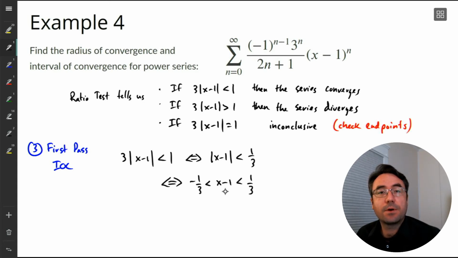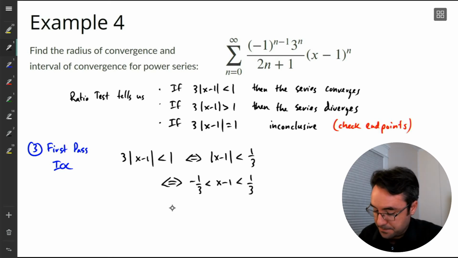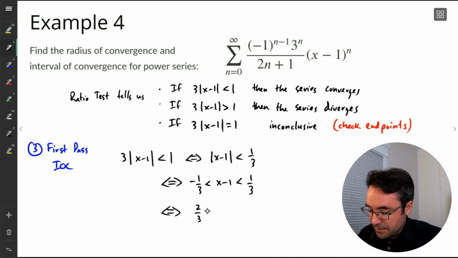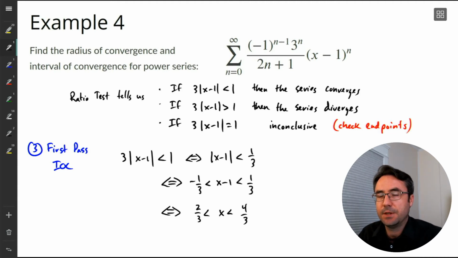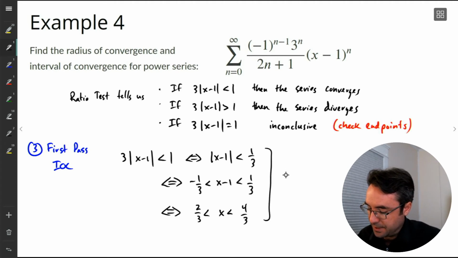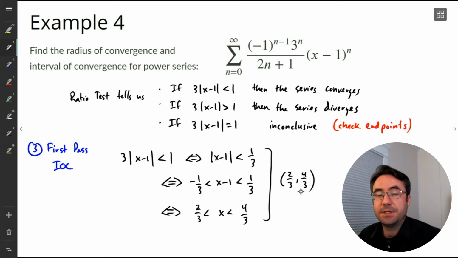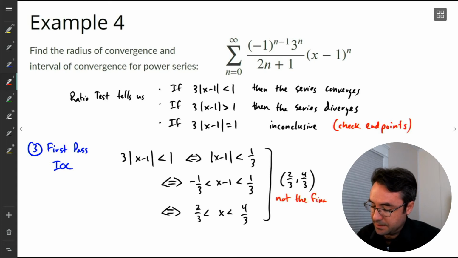And then we solve for x, try to get x by itself in the middle. So we add 1 to both sides, and then we get 2/3 on the left, and we get 4/3 on the right. So our interval of convergence, at least our first pass, is what this is showing: we're dealing with the interval from 2/3 to 4/3. This is potentially our interval of convergence. It's not our final answer yet, though. We still need to check the endpoints.